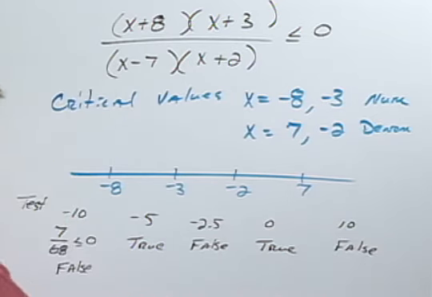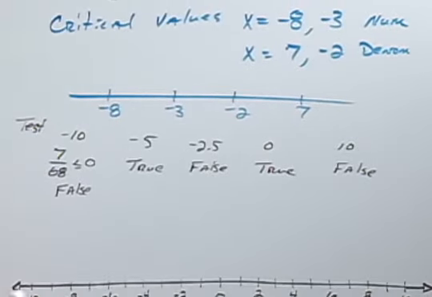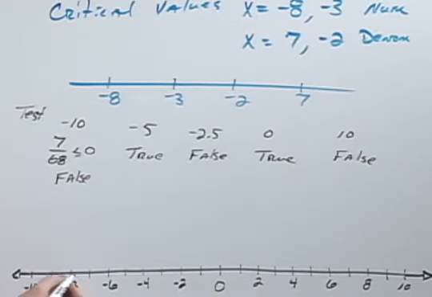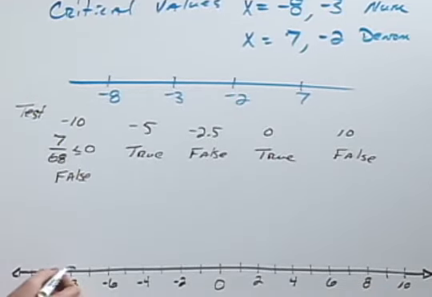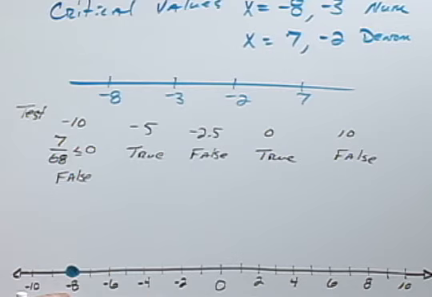Now that I've defined these regions, let's go ahead and label our number line. So negative 8 will be a closed dot because it's less than or equal to, so it can contain negative 8. Negative 3 is a closed dot, again because it contains that. Negative 2 is an open dot. Even though it's less than or equal to, remember negative 2 came from our denominator. And negative 2 would make that denominator 0, so we cannot contain that point.